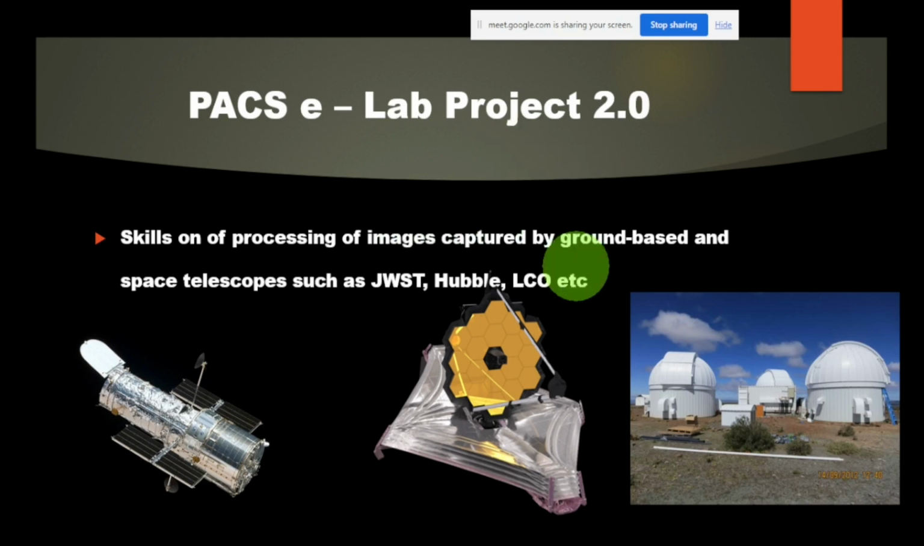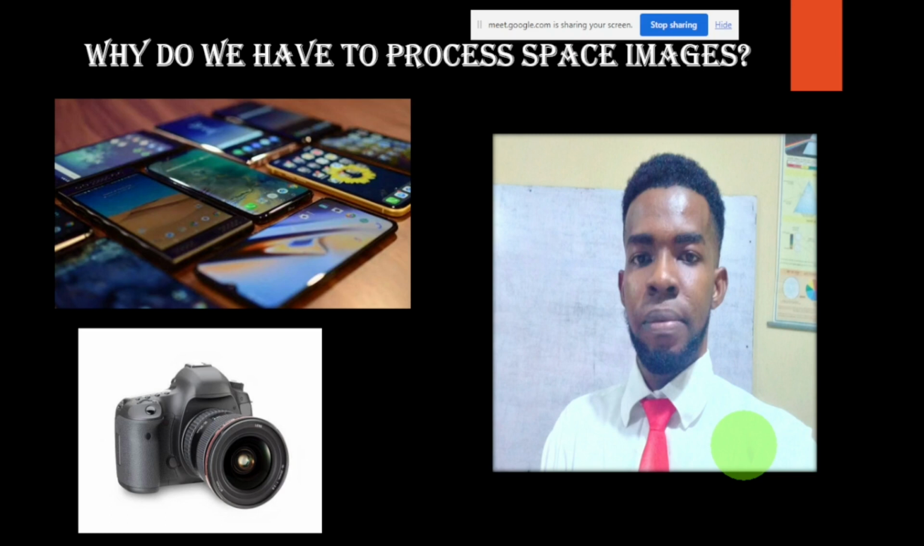So this is our second project. Here we teach you what we call astrophoto visual development. This is processing space images to produce beautiful visuals. And we use data archives from these telescopes. This is the Hubble Space Telescope. This is the James Webb Space Telescope, the latest and the most expensive and the most sophisticated telescope we have in astronomy. And we have the Las Cumbres Observatory. Okay? Now, why do we have to process space images?